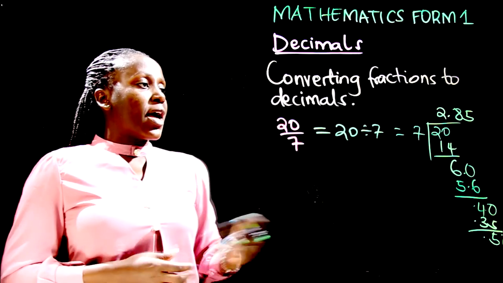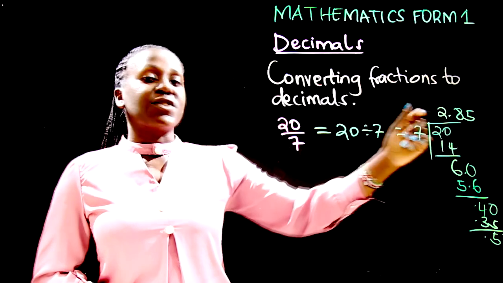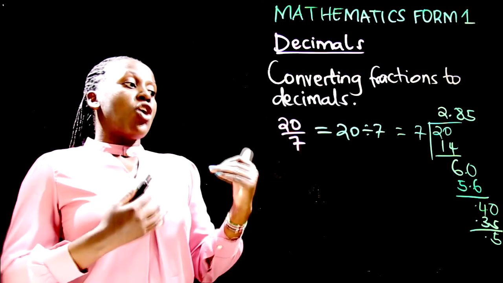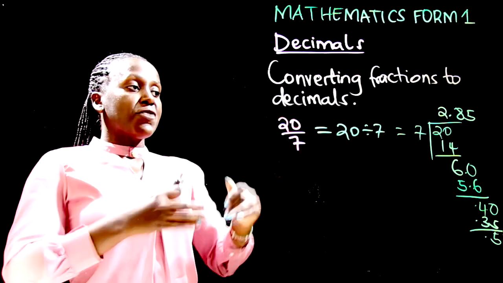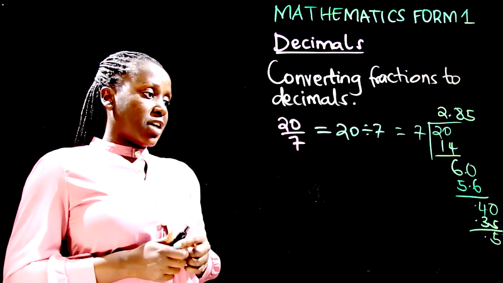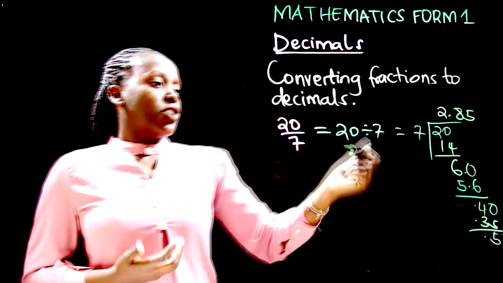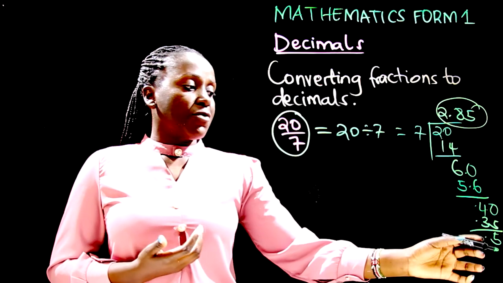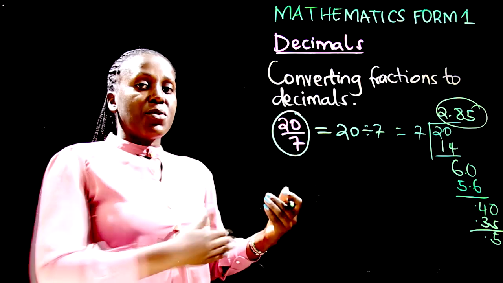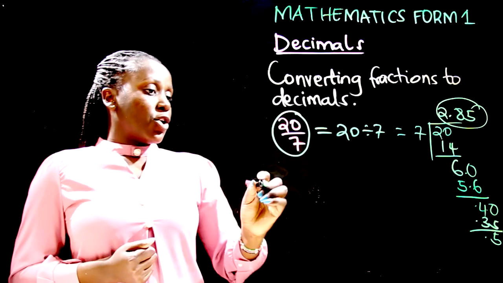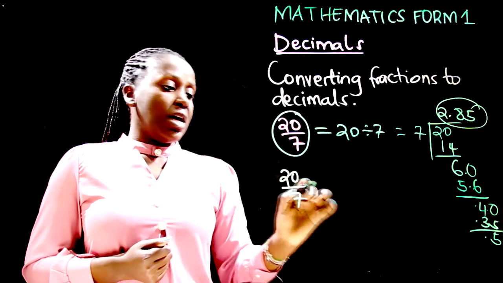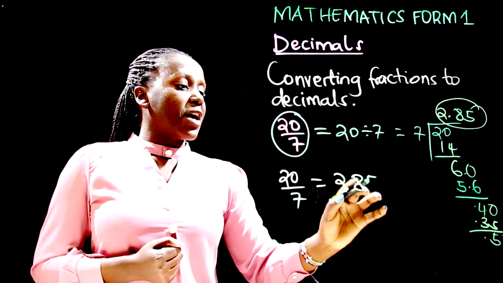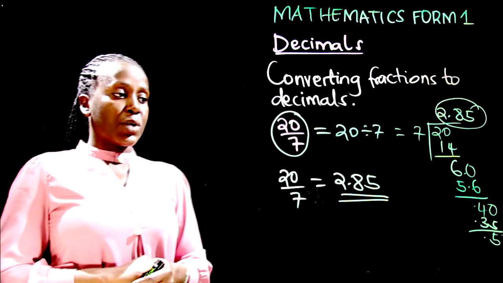So in a case where you have a decimal that is not coming to an end, you decide where you want to stop at, or you follow the instructions given by the teacher, but we are going to look at that later on. So at this point, we can decide to equate our fraction to this decimal, because even if we continue, we will go on and on without getting to the end. So 20 over 7 can be said to be equal to 2.85 as a decimal. Okay?